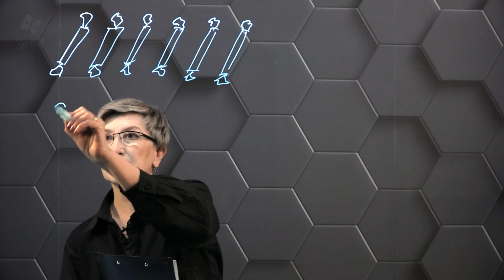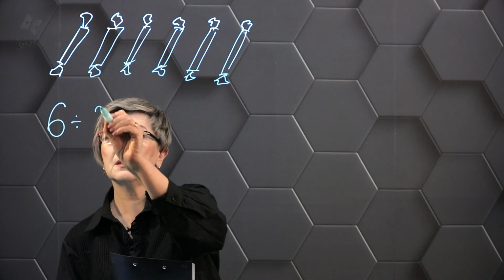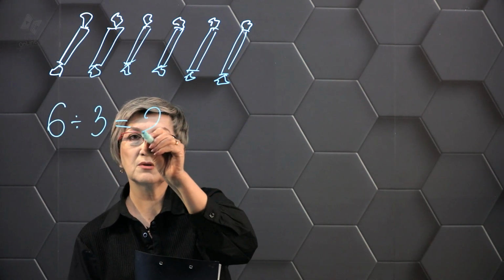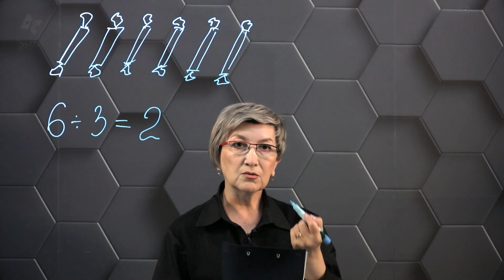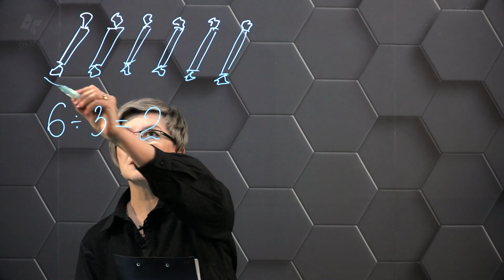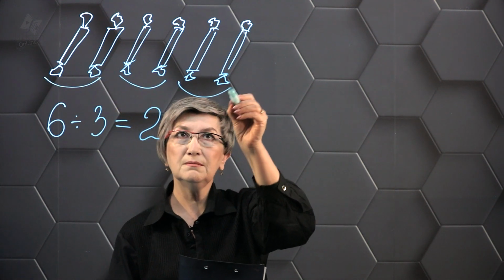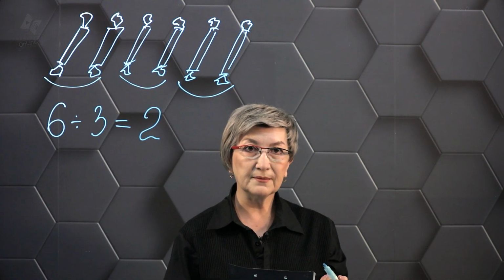We need to divide equally among the 3 friends. What do we have to do for that? Of course, we'll divide 6 divided by 3, that makes 2. 2 pieces of candy for each friend. I divide 6 by 3, that makes 2.